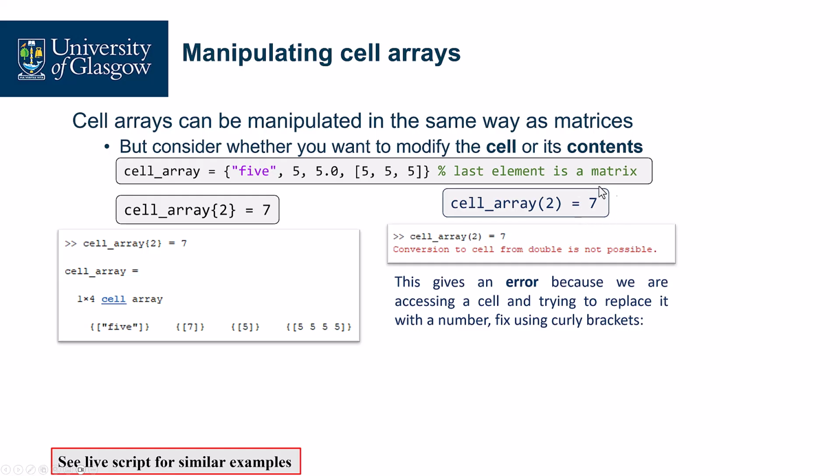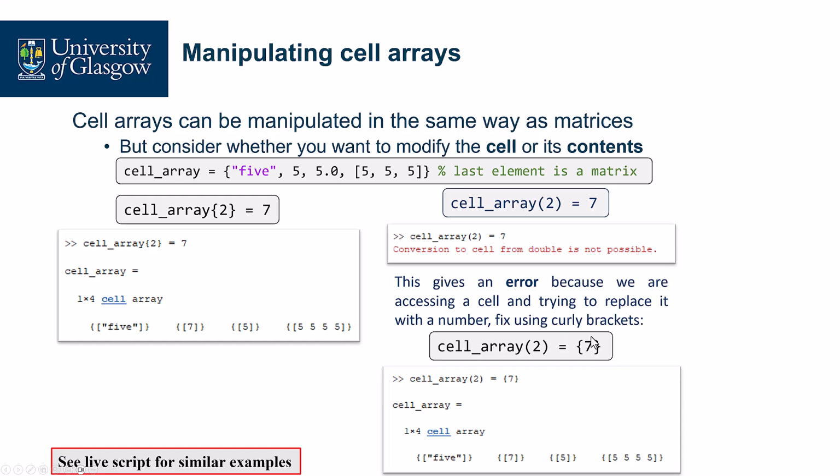The other way is that I can change this 7 to a cell. So I put curly braces around 7. Now I change a cell by a cell. So you can see we succeed again. You can see more similar examples in the live scripts.